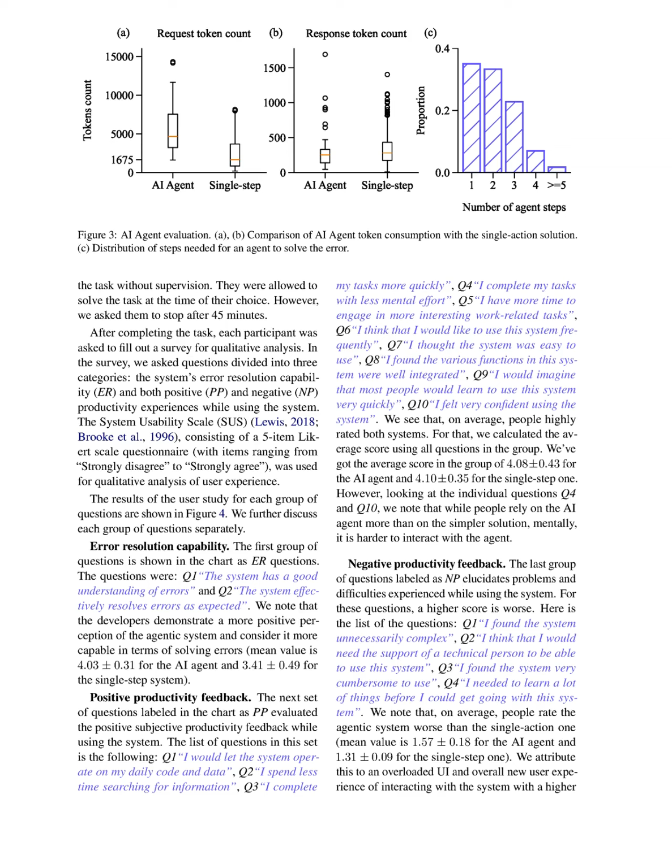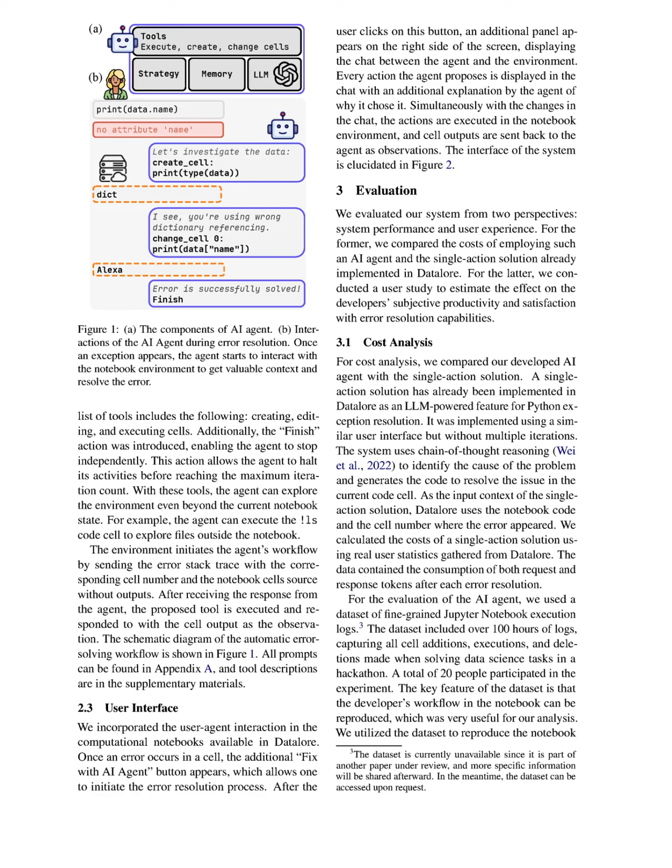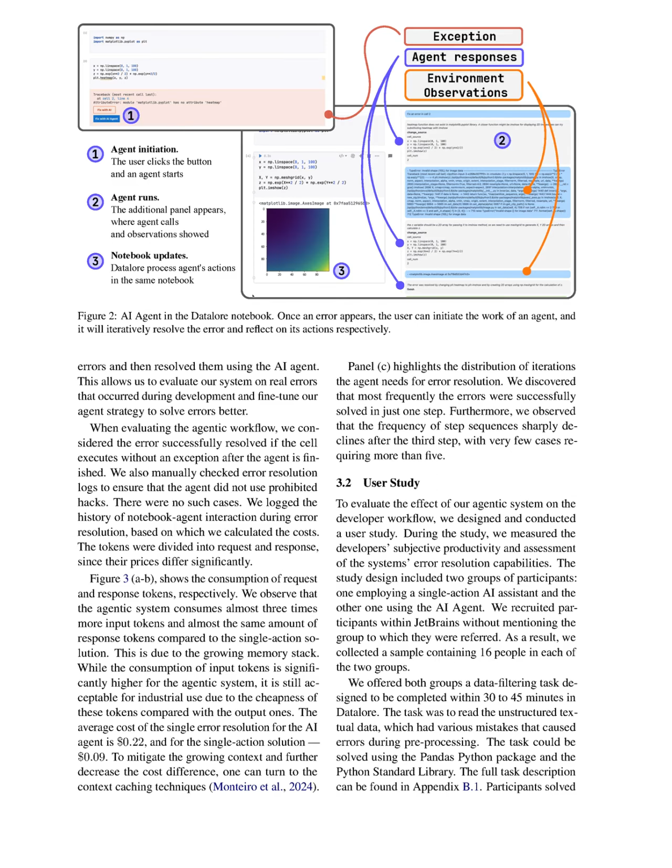Our method was validated through a comprehensive evaluation that included both system performance and user experience assessments. We utilized a dataset of fine-grained Jupyter Notebook execution logs, which encompassed over 100 hours of logs capturing all cell additions, executions, and deletions during data science tasks in a hackathon, allowing us to reproduce real errors for testing. The evaluation metrics focused on whether the agent successfully resolved errors, defined as a cell executing without exceptions post-resolution, and we manually checked the error resolution logs to ensure that the agent did not employ any prohibited hacks, such as deleting error-causing code cells.